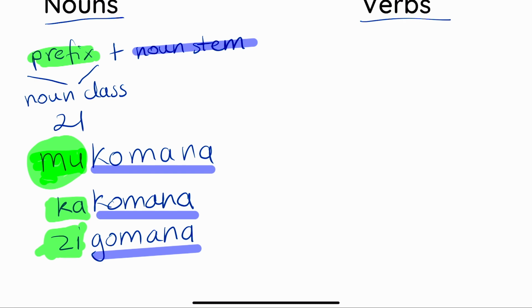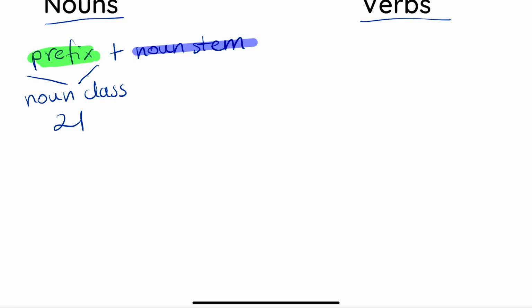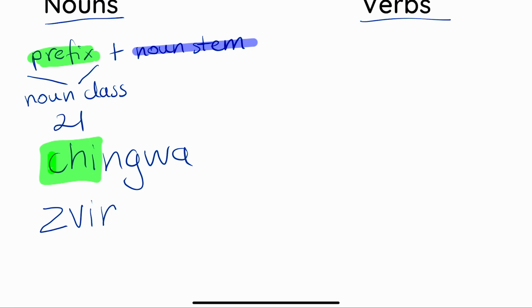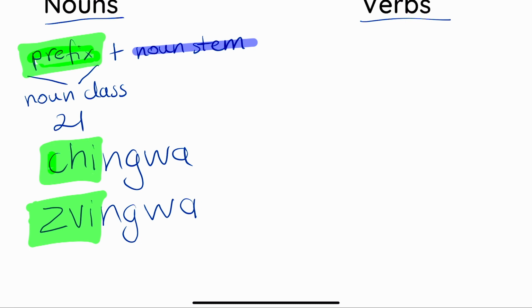So for instance, if I was to use a different example altogether, for instance, bread. Bread is chingwa. The prefix here is chi. So chingwa. On the other hand, if I wanted to have a plural of bread, that is zingwa. Here, my prefix is z. So that is how we form nouns. All nouns have got a prefix. The prefix is determined by the noun class, and they have a noun stem.